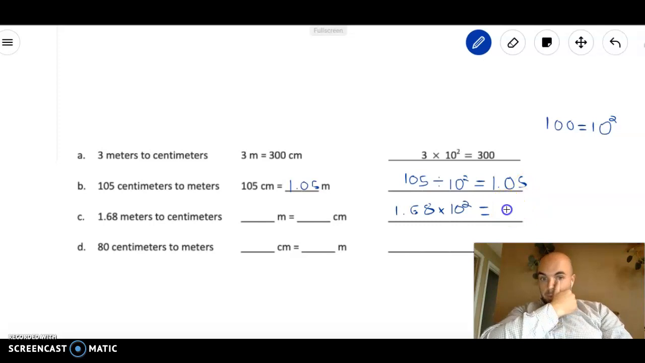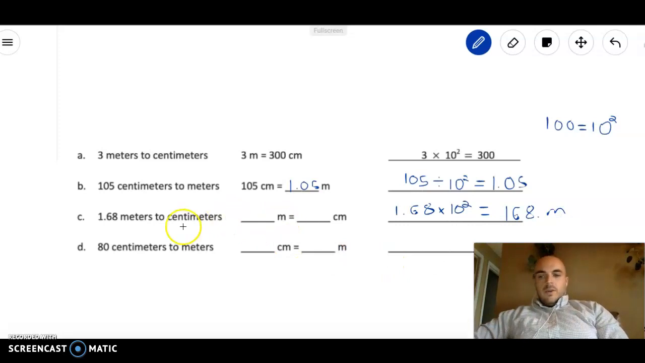I'm going to rewrite my number over here. And now that I'm multiplying, remember, we're moving that decimal over to the right. And this time we're moving it 2 places. 1, 2. So I actually already have my decimal where I need to be, right here. 168 is my answer. So I have 168 centimeters.